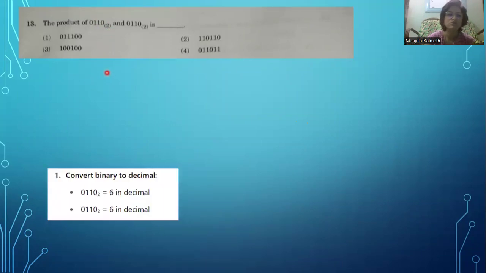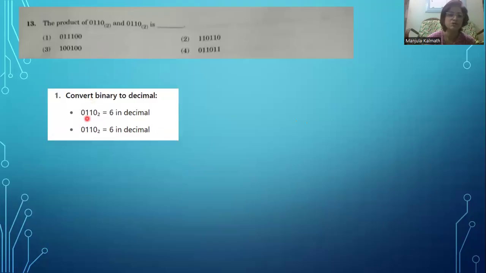In order to convert the given binary number to decimal, we multiply each and every digit with the weighted base of two. That is 2 raised to 0, 2 raised to 1, 2 raised to 2, 2 raised to 3. Multiply. And here we have 2 raised to 2 plus 2 raised to 1. That is 4 plus 2, that is 6. So the first number as well as the second number both are 6 here.